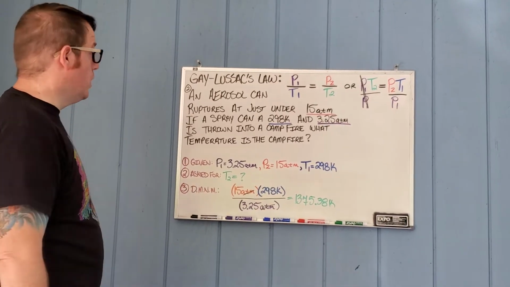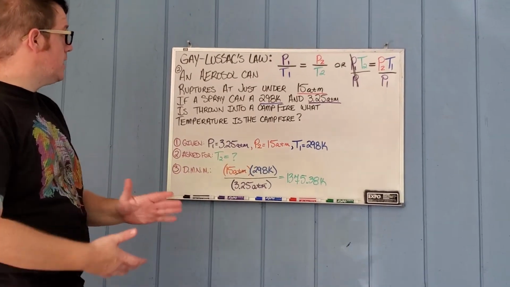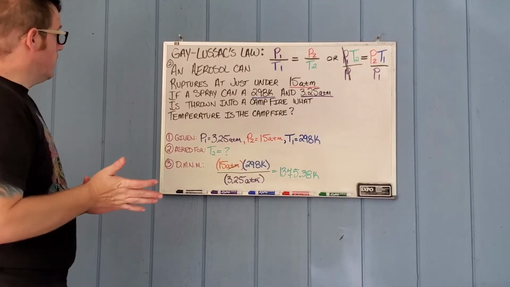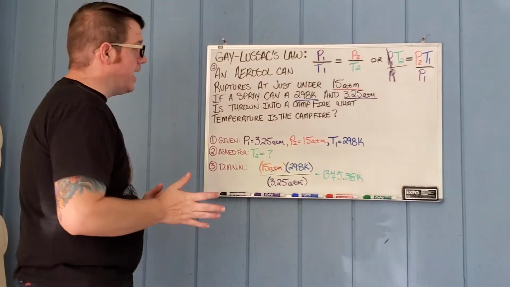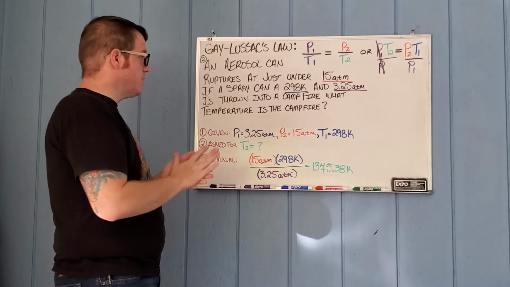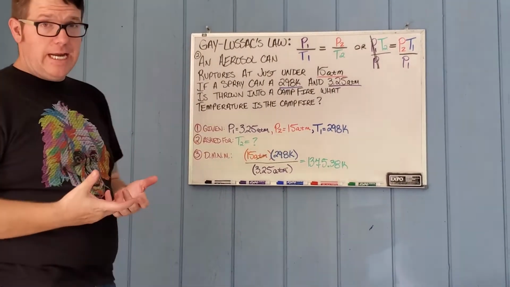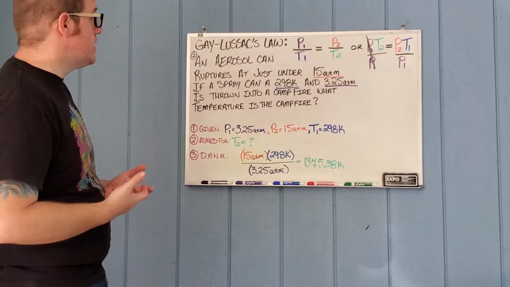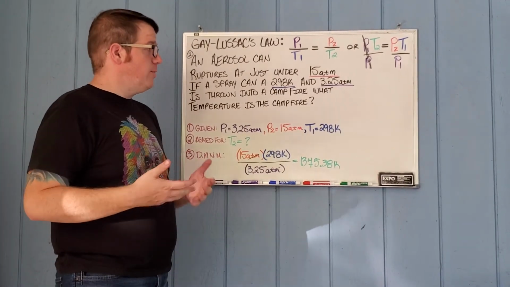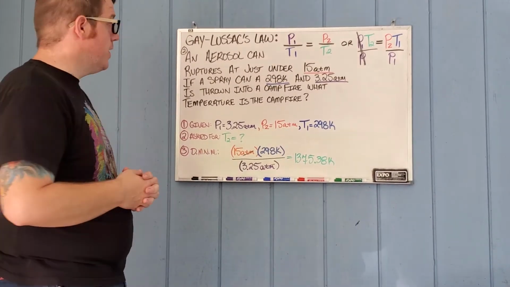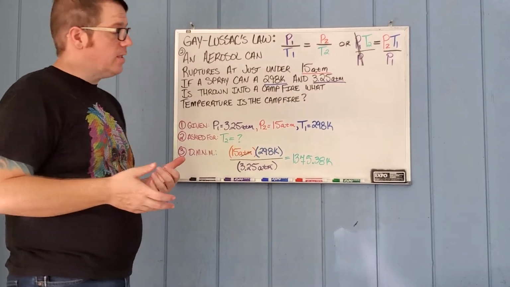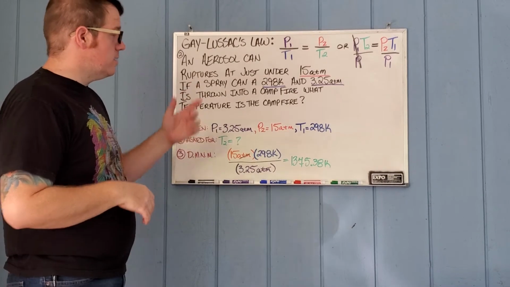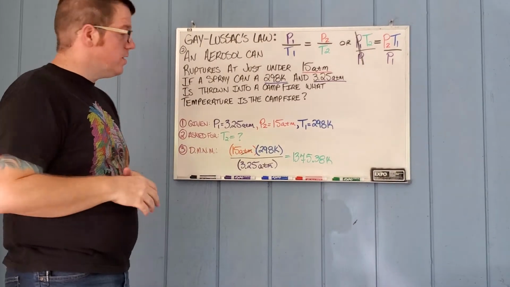Okay, so question number 2 for Gay-Lussac's law. We're going to see an aerosol can ruptures at just under 15 atm, 15 atmospheres. So if I take a spray can that is at room temperature, 298 Kelvin, and approximately 3.25 atmospheres, and I throw that into a campfire, I should be able to determine what the temperature of the campfire is, in this case in Kelvin, and we can convert if we wanted to.